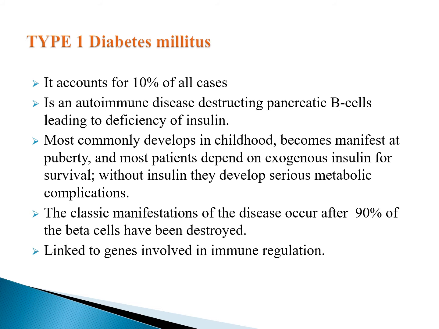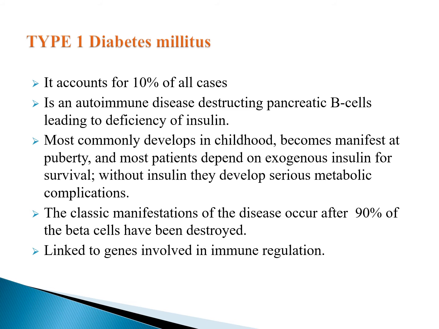Type 1 diabetes most commonly develops in childhood and becomes manifest at puberty when most of the beta cells of the pancreas are destroyed. Most patients depend on exogenous insulin for survival, so insulin is needed for life. Without insulin, the patient will lose life and may die of the hyperglycemia.